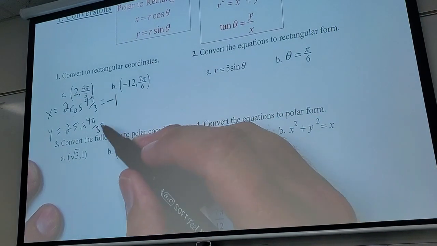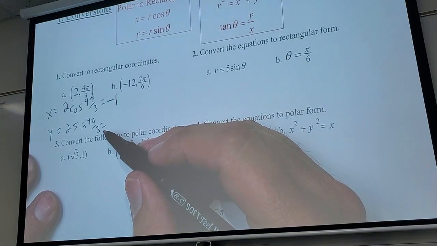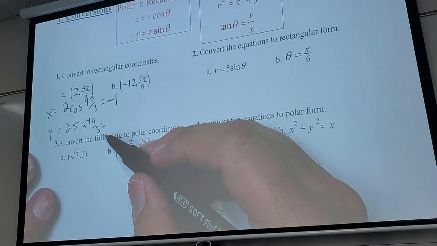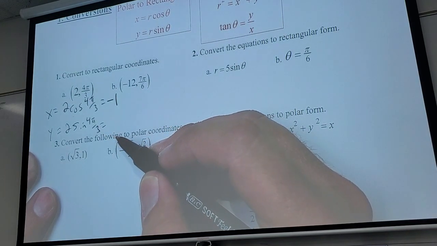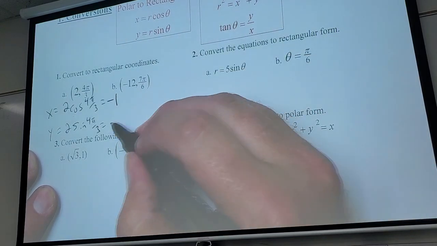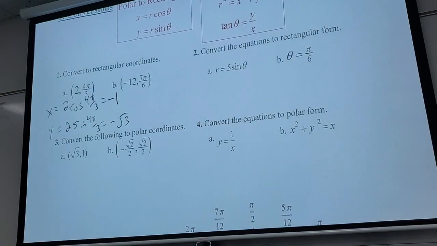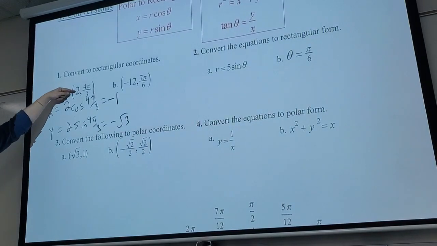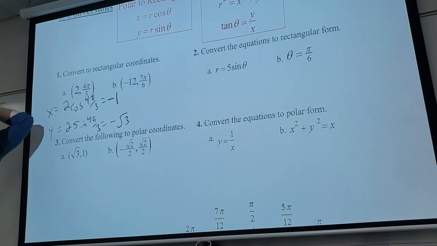So what about sine of 60? Root 3 over 2. The 2's cancel, so it'll just be negative root 3, right? One thing you can do when you're doing this stuff is just make sure that the point you get is in the same quadrant as the original point. Yes? Okay, I like it.